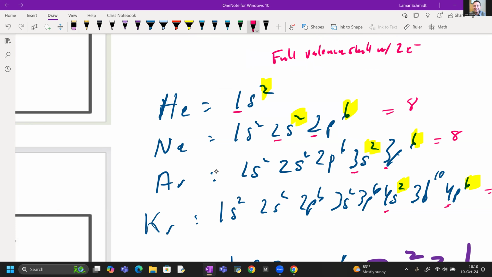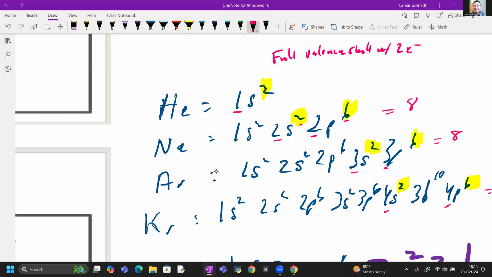If we go to the other noble gases, they also can hold 2 electrons in their s sublevel, but they have an additional p sublevel, which holds an additional 6 electrons. And you will notice that the s sublevel, which can hold 2, has 2 electrons, and the p sublevel, which can hold 6 electrons, has 6 electrons in it. And so we see that it has a total of 8 electrons.